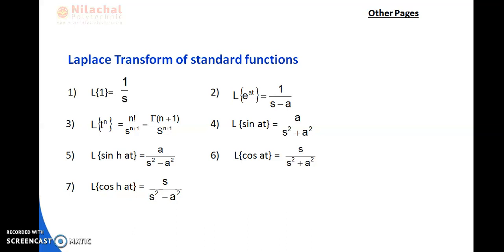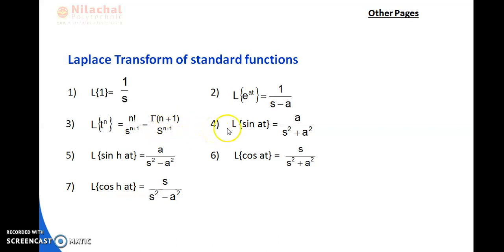So you have to remember these as formulas, and all formulas can be obtained using your main definition, that is L of f of t equals integration 0 to infinity e to the power minus st f of t dt. Clear? Remember this formula: Laplace of 1 equals 1 by s. Number 2, Laplace of e to the power at equals 1 by s minus a. Laplace of t to the power n equals n factorial divided by s to the power n plus 1, and n factorial can be written as gamma of n plus 1, so gamma of n plus 1 divided by s to the power n plus 1.